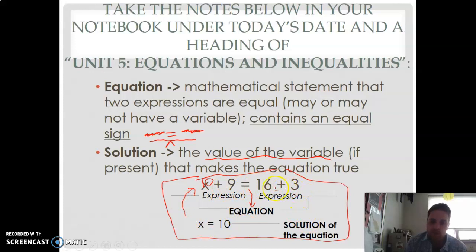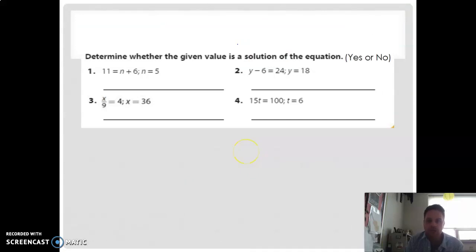All right? So make sure you get all this down nice and orderly in your notebooks. If you have to pause, whatever you need to do. So let's look real quick at a couple examples. And the answers to these are just yes or no. So go ahead and write these examples in your notebook as we do them. So determine whether the given value is a solution of the equation. So is the value they give us a solution of the equation?